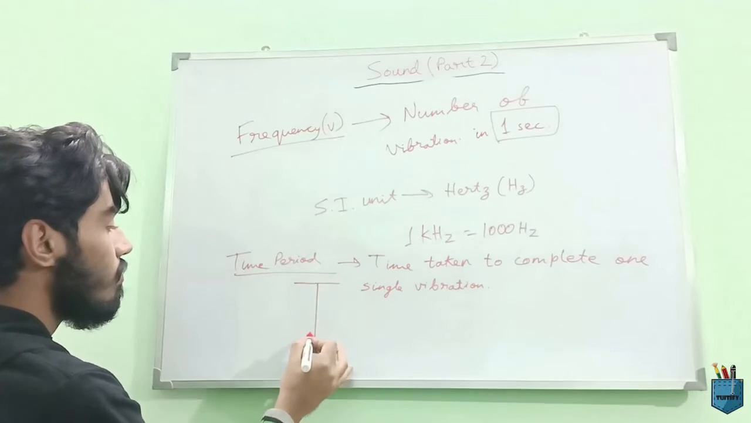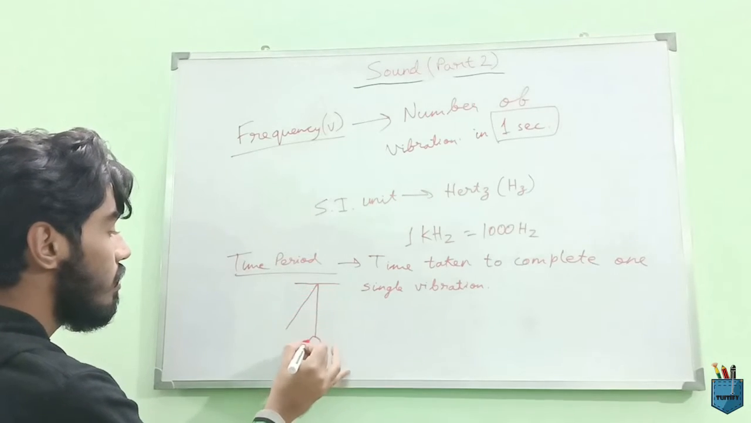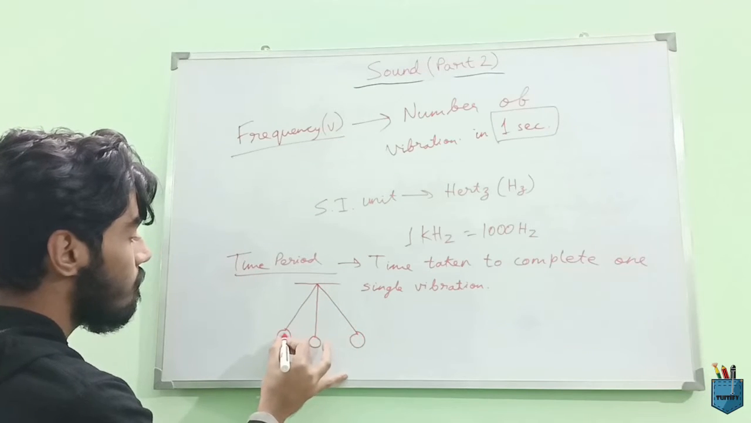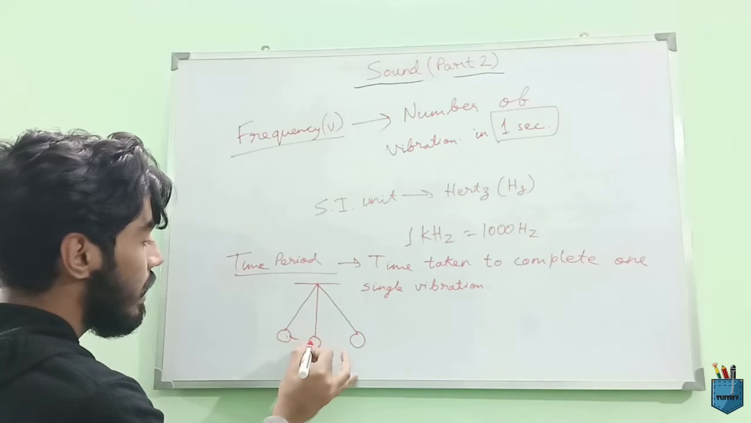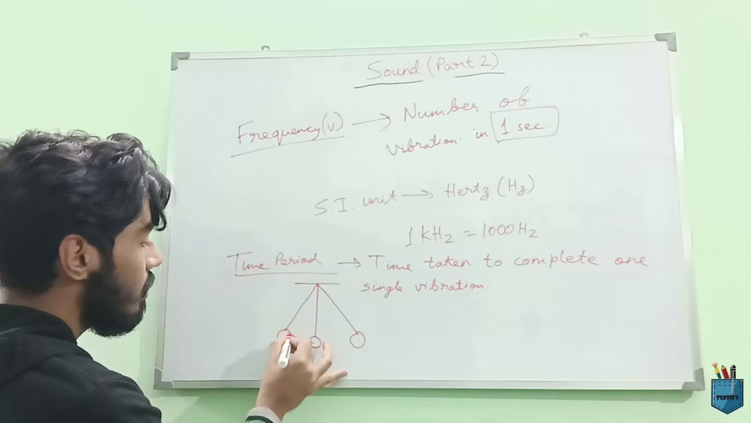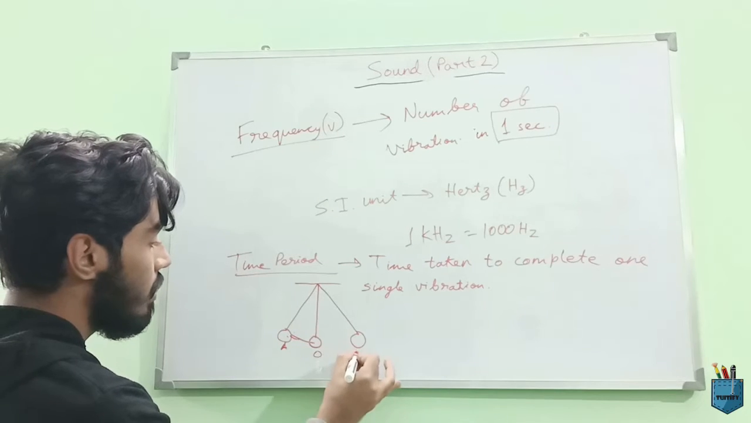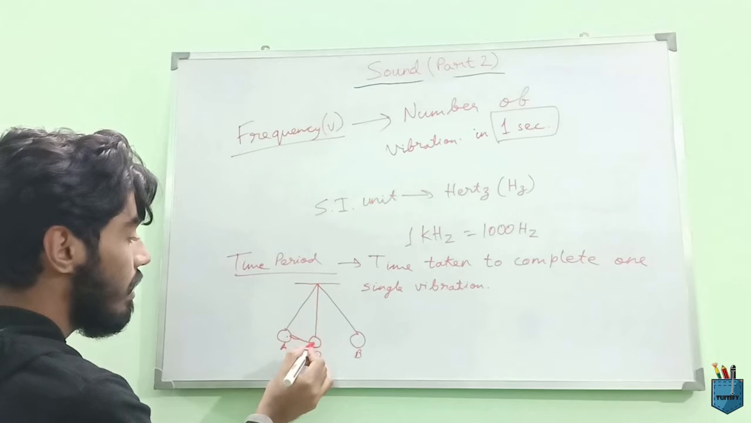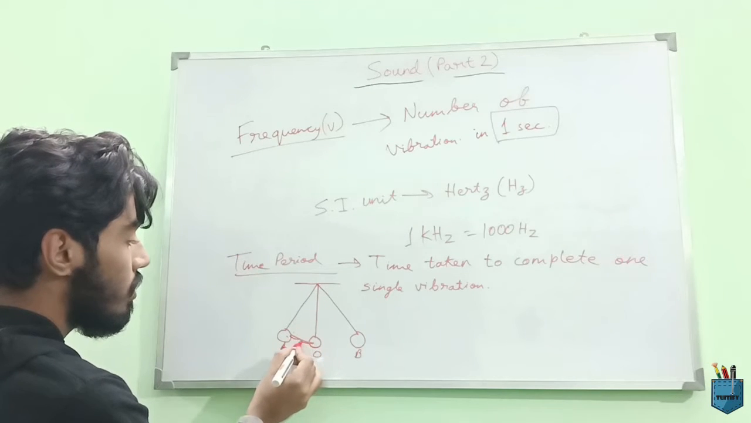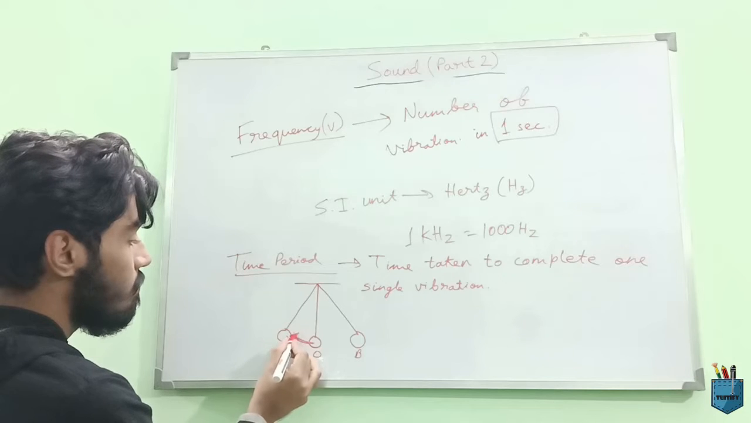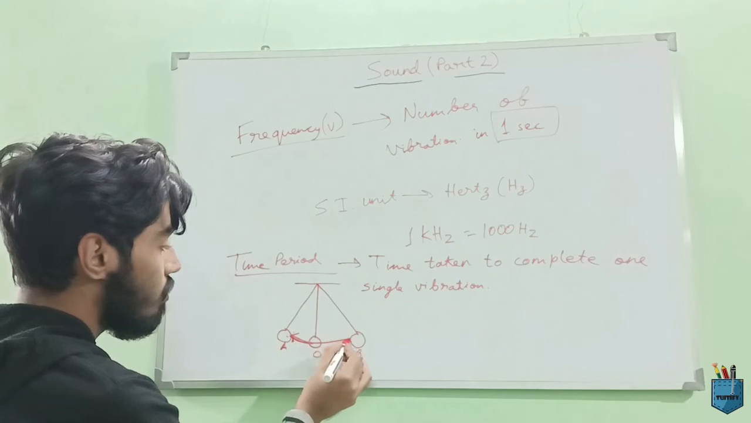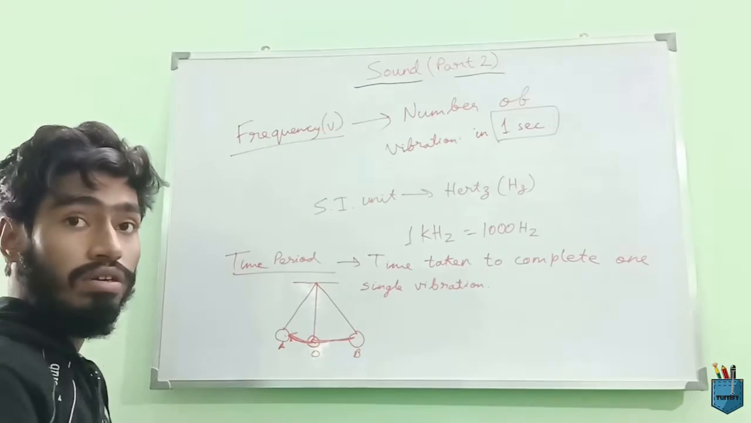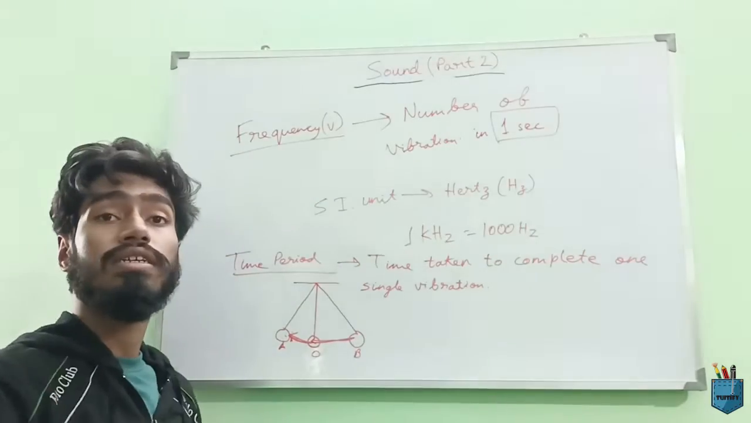Now the pendulum. This is the mean position and these are the extreme positions of a pendulum. Suppose this is A, O and B. So O is the mean position and A and B are the extreme positions. The time taken from its mean position O to travel to its left extreme position A, and then again travel back to B and then again back to O, this full time taken by the pendulum is its time period.